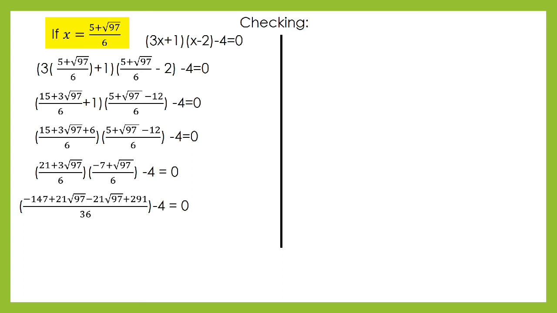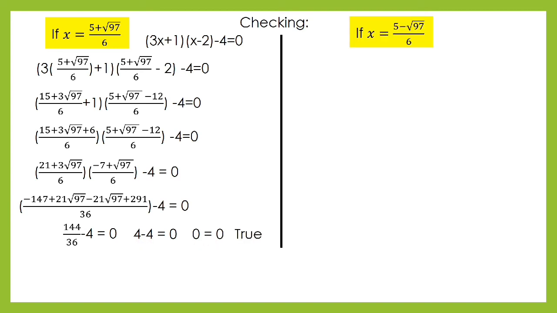Okay, simplify. Ayan. So, si 21 square root of 97 minus 21 square root of 97 equals sa 0. So, cancel. Okay, ang naiwan na lang si negative 147 plus 291 equal siya sa 144. Over 36 minus 4 equals 0. Okay, 144 over 36 is 4 minus 4 equals 0. 4 minus 4 is 0 equals 0. That is true.